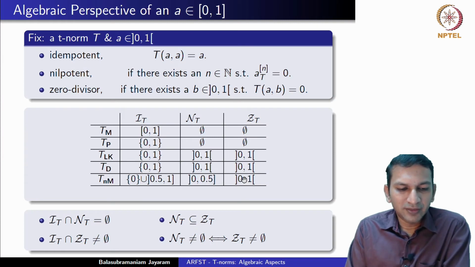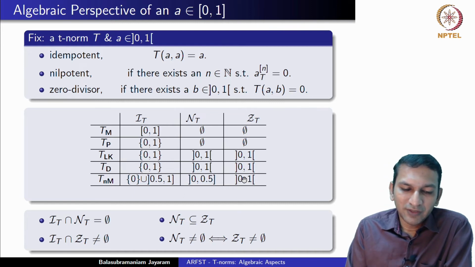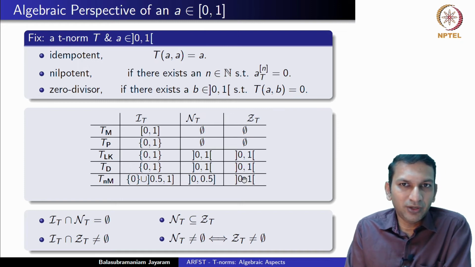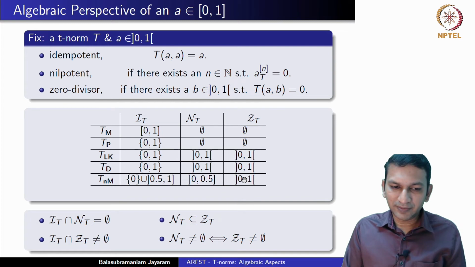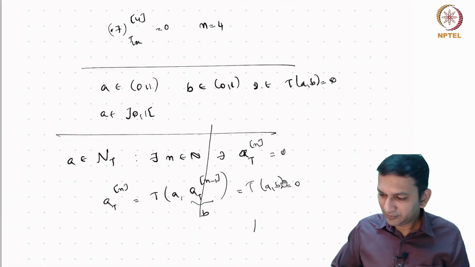Now, if you look at the final equivalent, if NT, the set of all nilpotent elements, is not empty, clearly ZT also cannot be empty. However, the converse implication is what is interesting. If the set of zero divisors is not empty, then it also shows that the set of nilpotent elements is non-empty. How do we show this? Once again, let's look at this. Now let A belong to ZT.